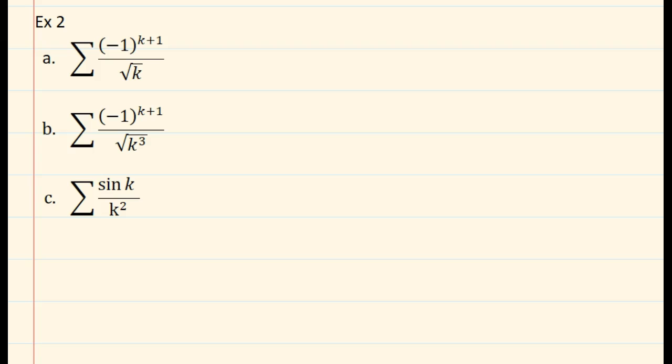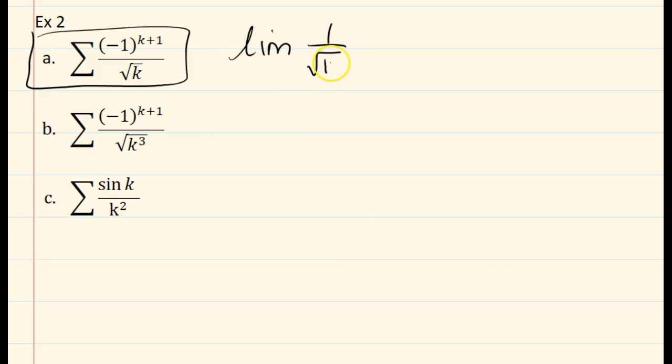So let's take a look at some more examples. Let's start with this first one. Let's take the limit of 1 over the square root of k as k goes to infinity, and we're going to find that's equal to 0. So we cannot conclude that it diverges. The test was inconclusive for the divergence test, but that's okay.